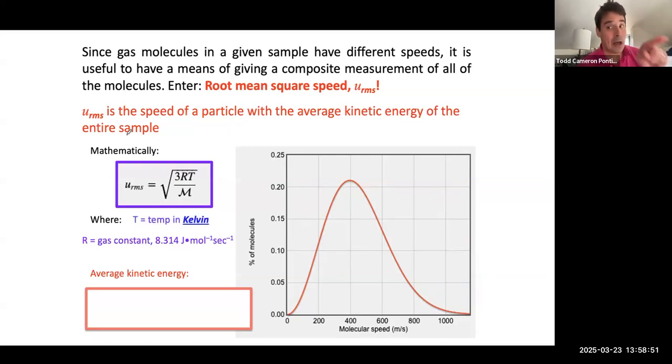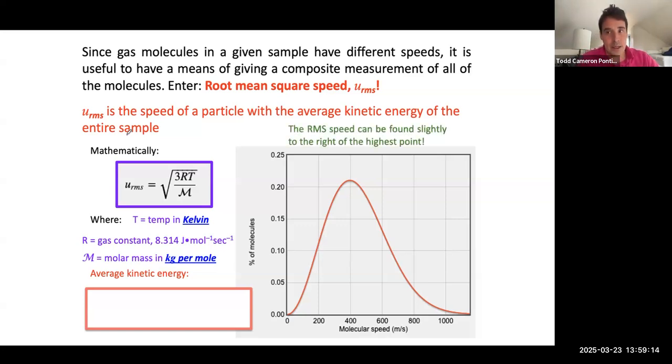T is the temperature in Kelvin. Always important to use Kelvin for this and gas laws. And finally, m is the molar mass in kilograms per mole. This is the most overlooked thing, and so just make sure when you're using this equation, use kilograms. Okay, so don't use 16 grams per mole. Use 0.016 kilograms per mole for methane.